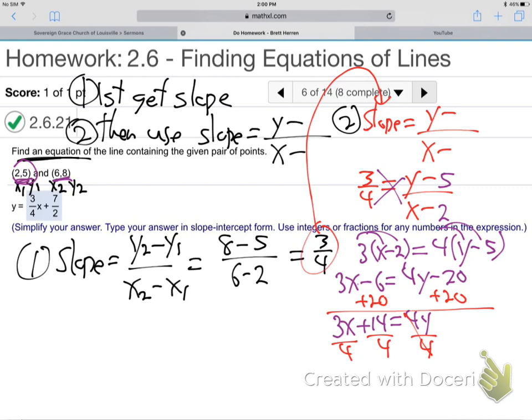Now I got to reduce this 14 over 4, huh? So let me do that over here. So y equals 3/4 x plus 14 over 4. Reduce that to 7 over 2. Divide top and bottom by 2. There we go. So you see how that's the same thing as the last few problems? We just had to get a slope in step 1. All the rest is the same.